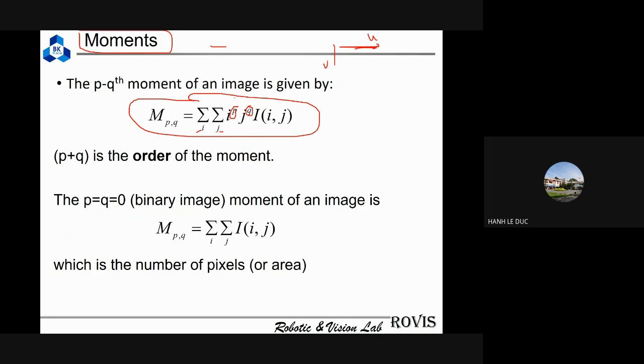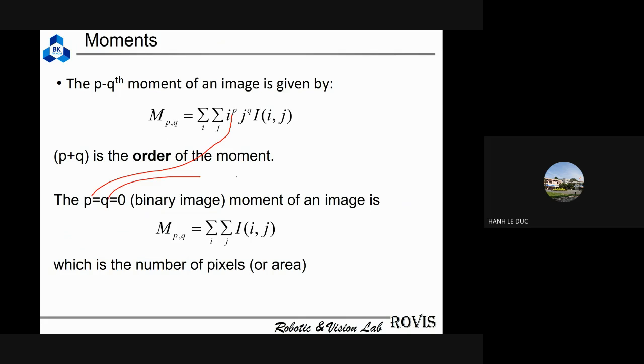Okay, so example here, we have P equal to Q equal to 0. So that means if we replace this into the equation, replace here and replace here, we have this equation. So this one will equal to M0,0. Okay, so this is the moment power 1.